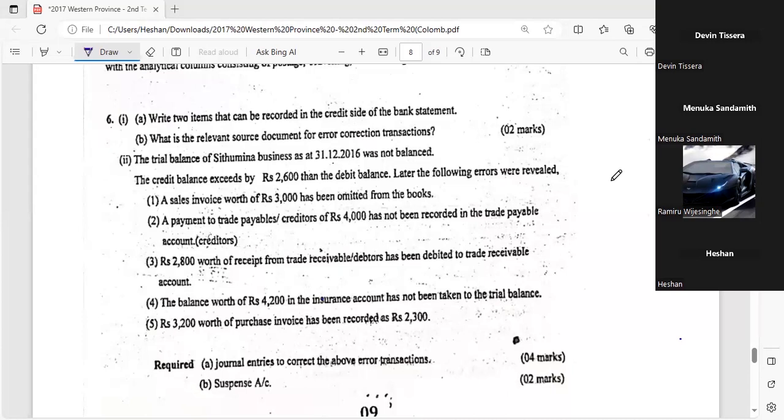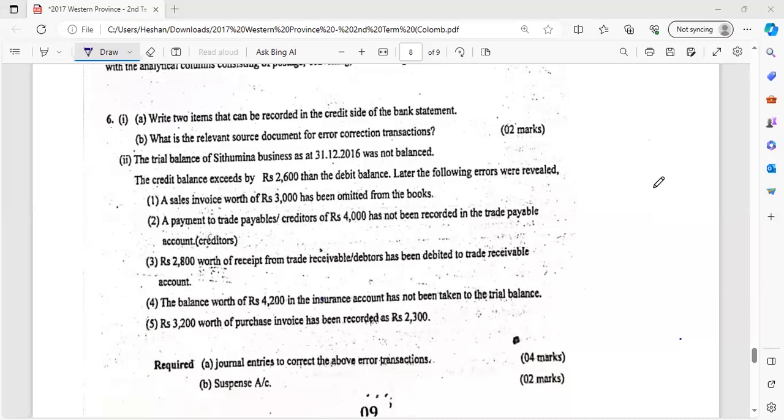One minute. Right. Okay, guys. Let's start. Now in here, write 2 items that can be recorded on the credit side of the bank statement. What are the 2 items that can be recorded on the credit side of the bank statement? Cash deposit. Okay, only these 3. Cheque deposit. When we deposit something, the bank statement is credited. Other than that, direct remittances.